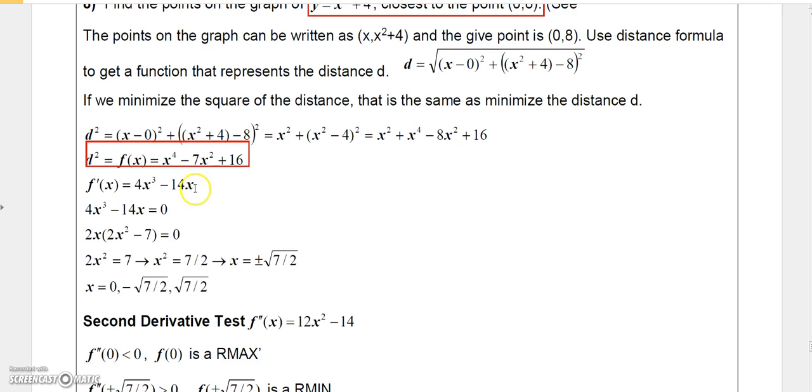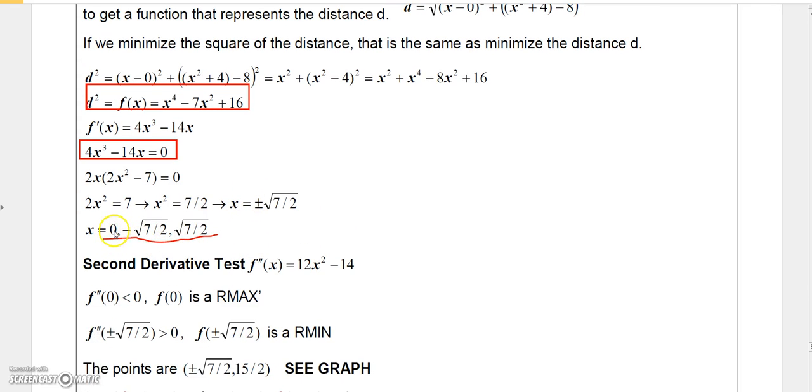So to minimize this function, I just take the derivative and I get 4x cubed minus 14x. And then I set that derivative equal to 0 and solve it. I factor a 2x out, and I get 2x times 2x squared minus 7. So if I solve for 2x, I'll get x equals 0. But if I solve this equation, 2x squared minus 7 equals 0, I'll get x equals plus or minus the square root of 7 halves. So therefore, I've got maybe 3 options here: 0, minus square root of 7 halves, or plus square root of 7 halves. Now let's apply the second derivative test and see which one of these will minimize that distance.